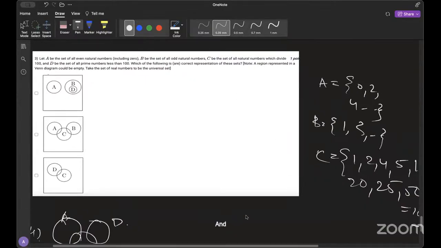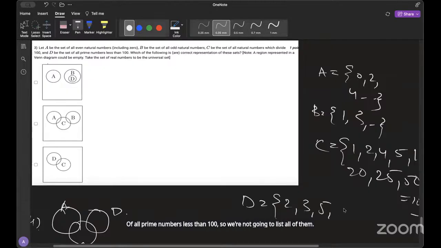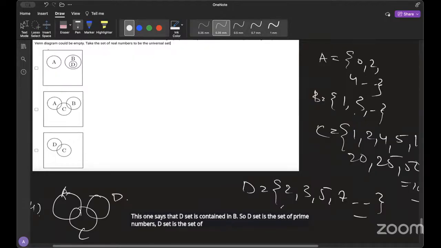And D is the set of all prime numbers less than 100. So we're not going to list all of them. Which of the following are correct representation of the sets? This one says that D set is contained in B. D set is the set of prime numbers. B set is the set of odd numbers. But we have 2 here, which is not an odd number. So this option A can't be correct, right?